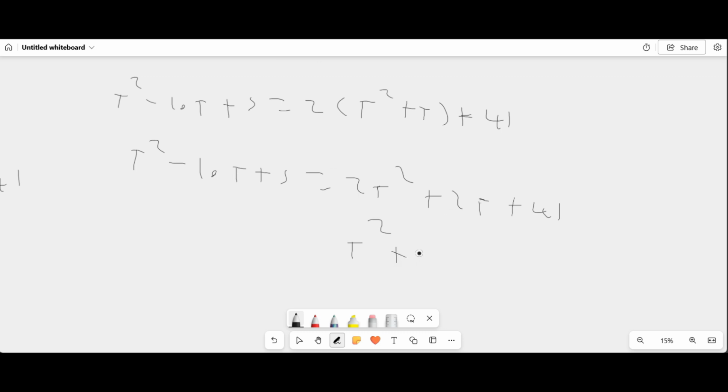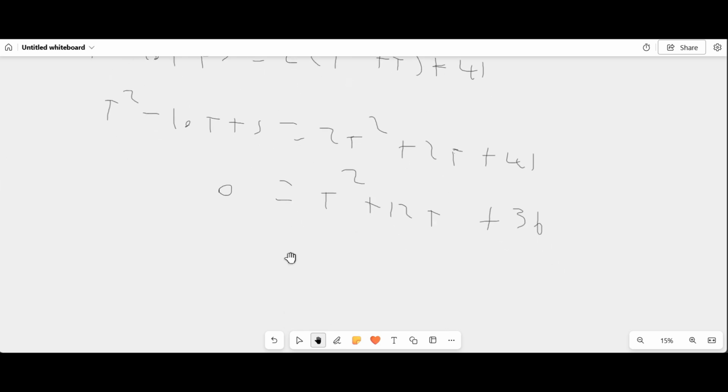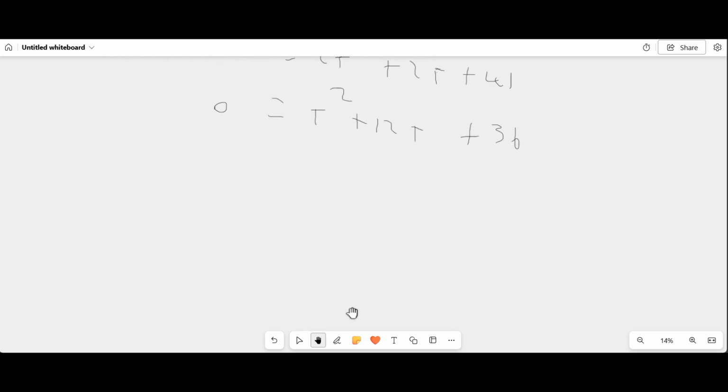Minus 10t, bring it to that side, going to become plus 12t. And then negative 5, bring it there, that's going to become plus 36. All of that's equal to 0, yeah? Now, obviously, it says find out how many solutions here, or if it intersects or whatever, yeah?